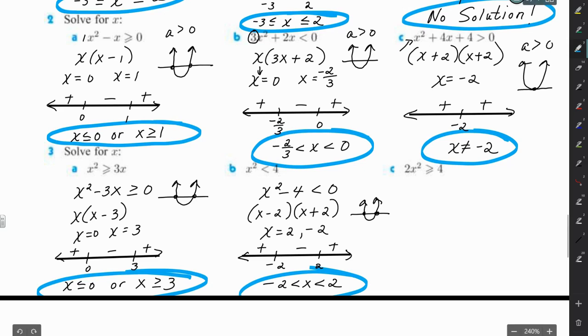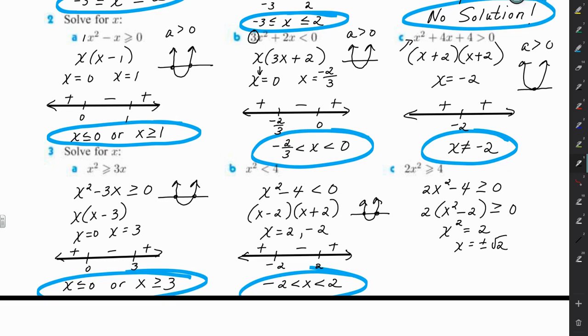Okay, last one on this page. Move the 4 over. Pull out the GCF. Now we're going to get this 2, so we're going to get x equals plus or minus √2.